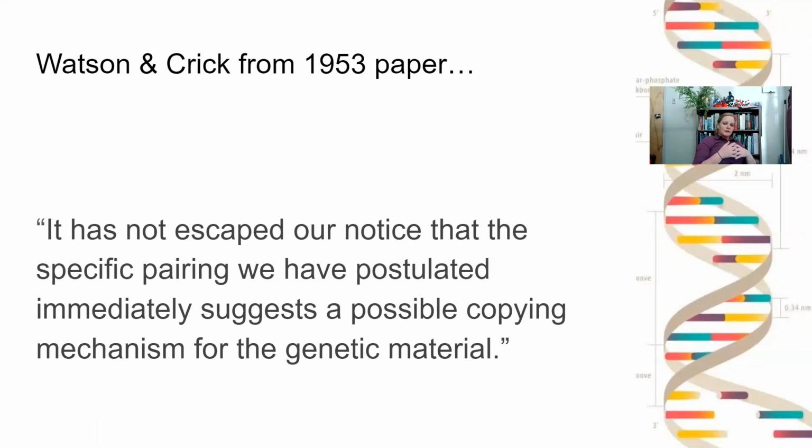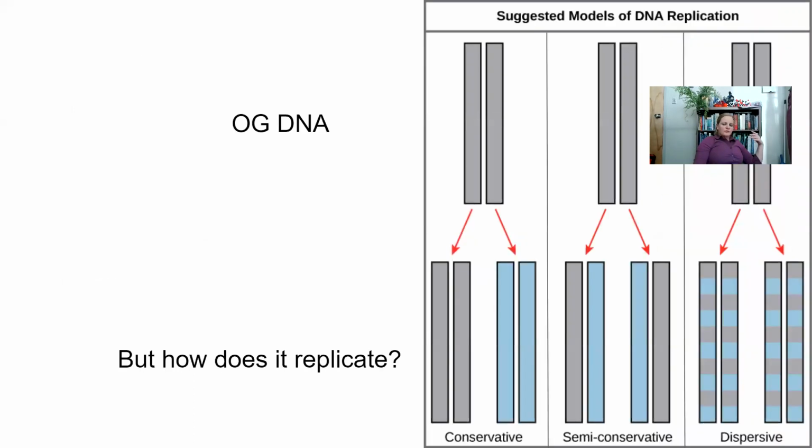So maybe take a second and think about how this structure suggests how DNA is copied. If we untwisted this double helix, we would have two single strands of DNA molecules with these bases sticking out that we can actually use as a template to create a new DNA molecule.